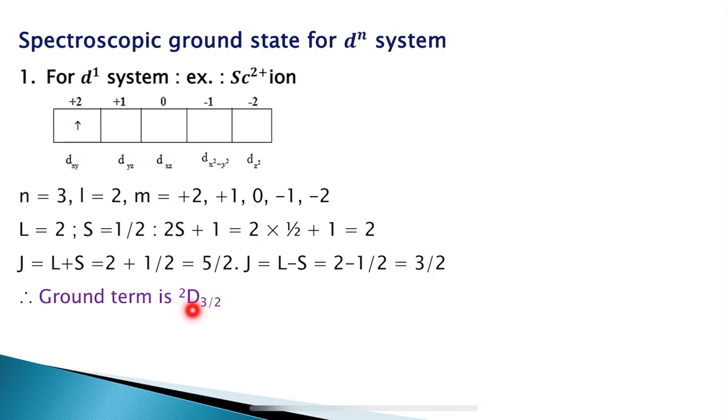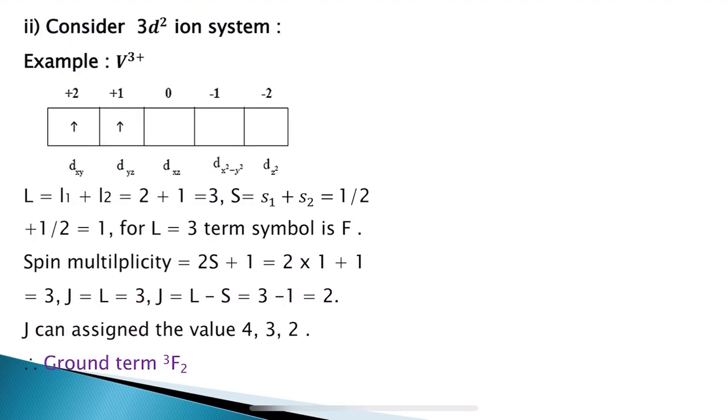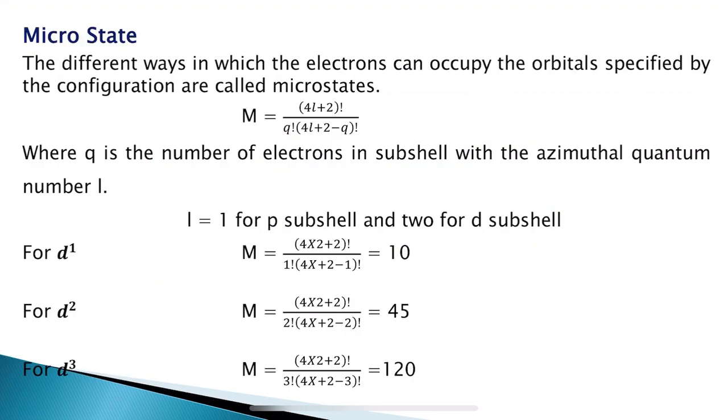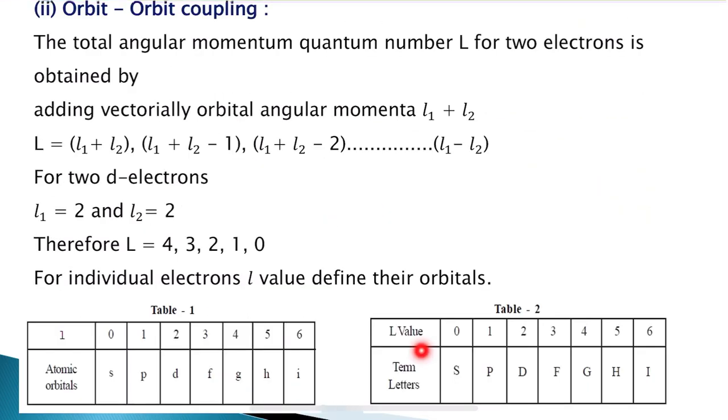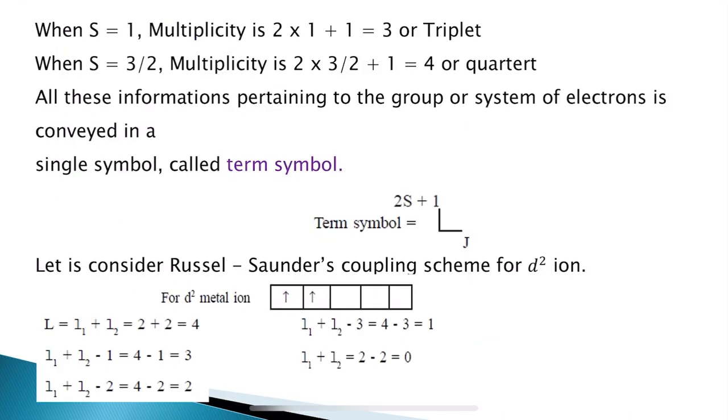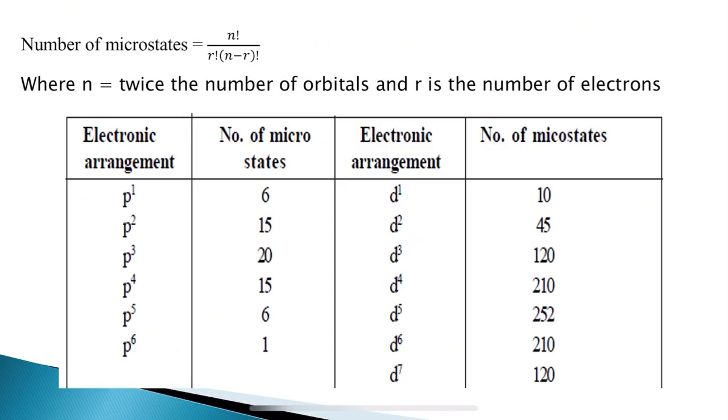See here, I have not written L. So, the value of L will be represented in terms of a term symbol letter. Okay. So, you go back and see this table. If the L value is 2, then we will use the term letter D. If the L value is 3, then we will use the term letter F. If the L value is 4, then we will use the term letter G. Okay. So, in this way we are going to assign the ground term.